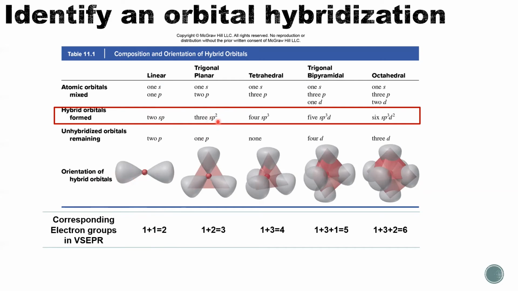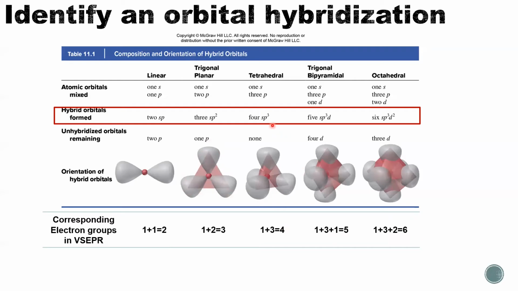The same for sp2: one s plus two p orbitals, in total three orbitals, three hybrid orbitals, and that corresponds to the three electron groups in the VSEPR theory. That's a trigonal planar shape. The same with tetrahedral, trigonal bipyramidal, and octahedral shapes.